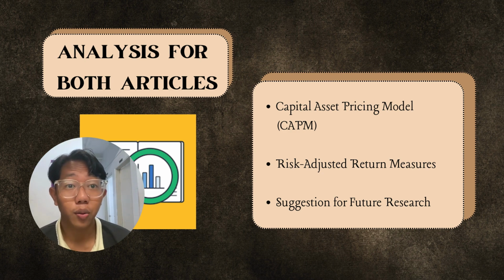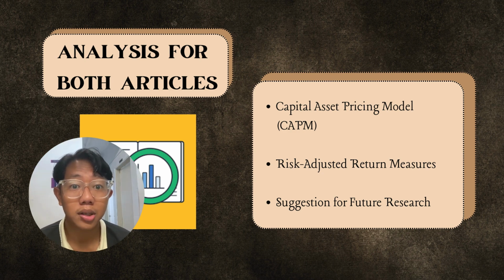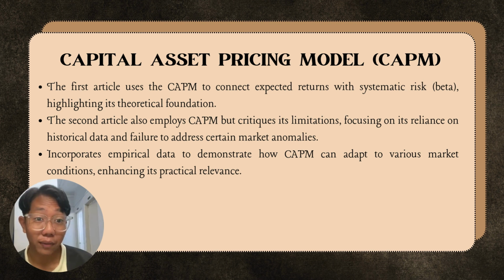Okay, next I'll continue with analysis for both articles, which we can divide into three parts: capital asset pricing model, risk-adjusted return measures, and suggestions for future research. The first thing we can analyze for both articles is the capital asset pricing model, or CAPM.